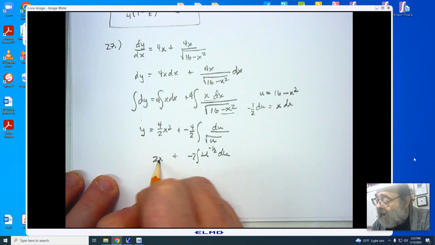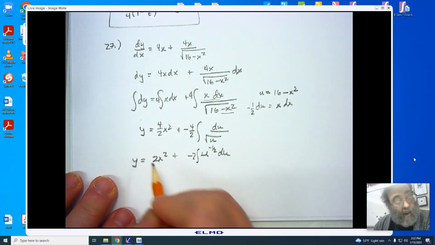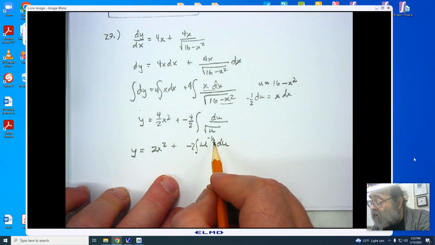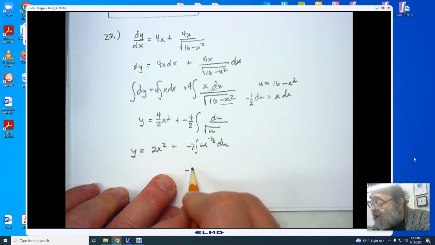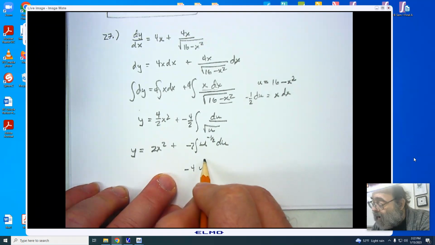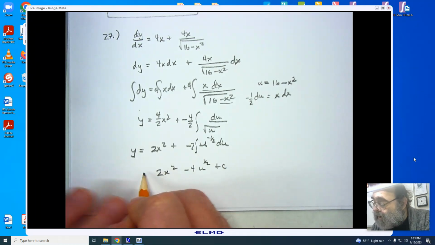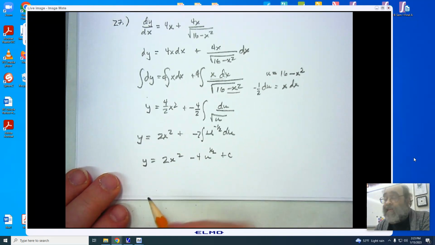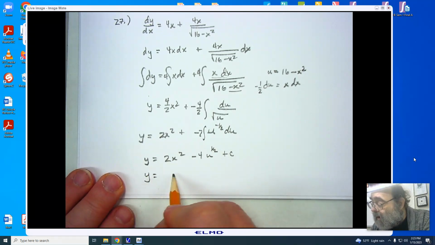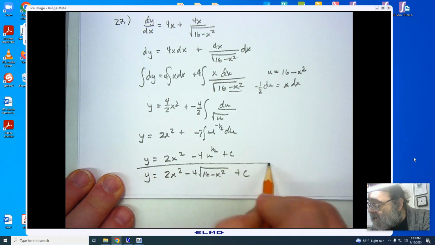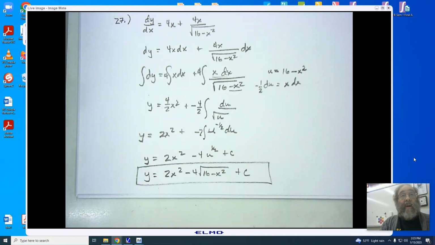And then I have my 2x squared equaling y. Now as I integrate, add 1, multiply by the reciprocal, negative 4 u to the 1/2 power plus c, 2x squared equaling y, and I finish by the back substitution of what I originally called u. So y equals 2x squared minus 4 square root of 16 minus x squared plus c. That's number 27.